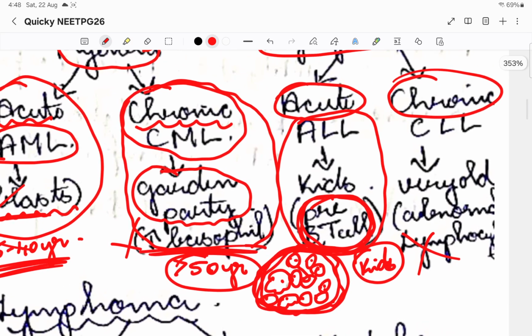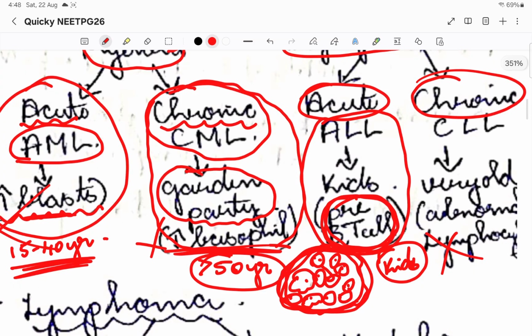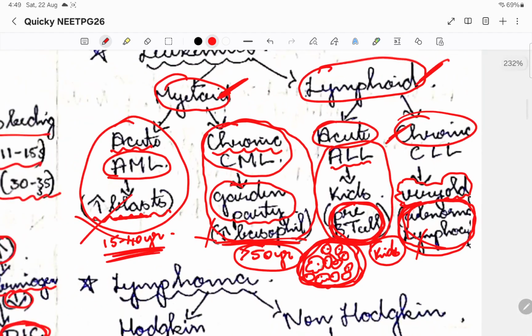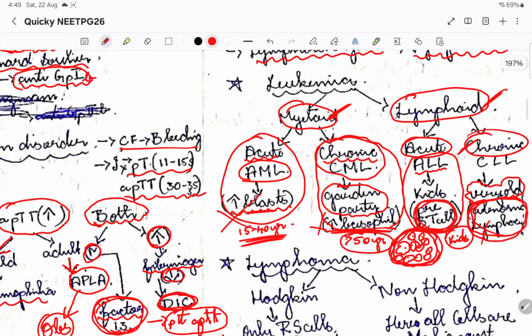Then coming to chronic lymphoid leukemia, a very old patient, an 80-year-old or 70-year-old, they'll give. If that is in the question, it is definitely chronic lymphoid leukemia, where the abnormal lymphocytes are present in the blood. Here in ALL it was immature lymphocytes, whereas in chronic it is going to be abnormal lymphocytes that will be present in the blood. So this is how you will diagnose the leukemias.